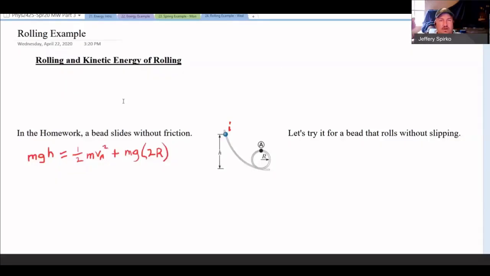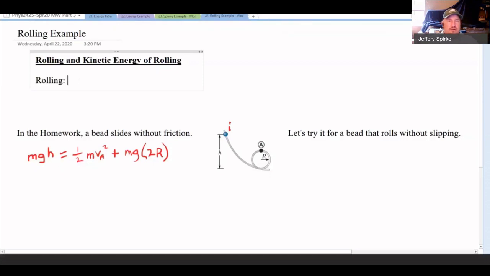So we're here to talk about rolling and how to do conservation of energy analysis when you have an object that is rolling. And of course, the notes from fall 2019 and the video from fall 2019 were posted on Blackboard. So you should use those as the primary lesson. But I'm going to do an example here today.